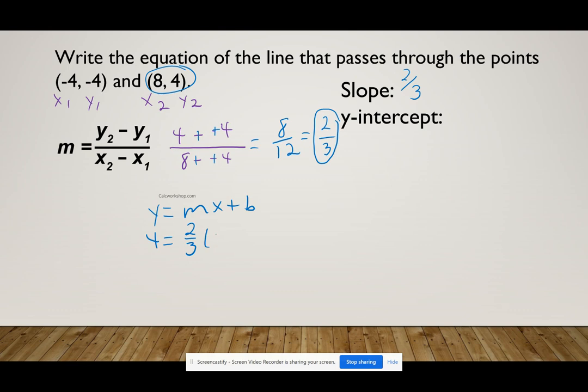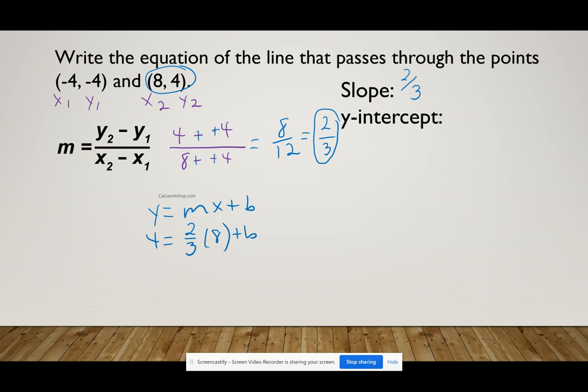My x value of that point is 8. And I'm going to add b to it. All right, so now we need to simplify. So I have 2/3 times 8. So you have a choice. You can do 2/3, hit enter on your calculator, and then multiply it by 8.